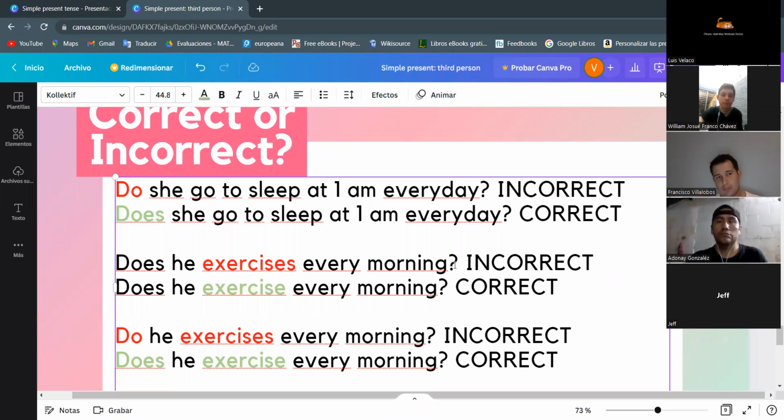Let's see. Jeff, can you help me with this too, please? Does he exercises every morning? Incorrect. Does he exercise every morning? Correct. Thank you. Why is the first one incorrect? Jeff, since you're the one reading them. It's incorrect because we are talking about someone else, so that means we are talking about a third person, so we can't add the S because it doesn't need that? I mean, yes, that's right. You don't need the S, but that's not the reason why you don't need it.